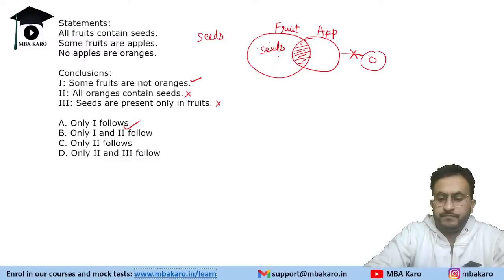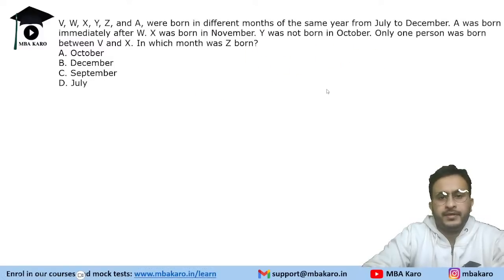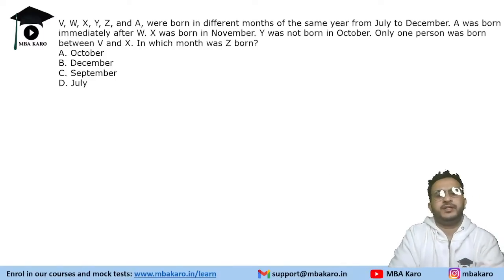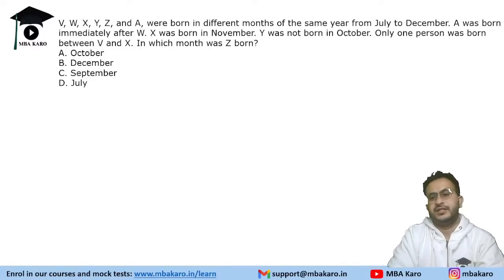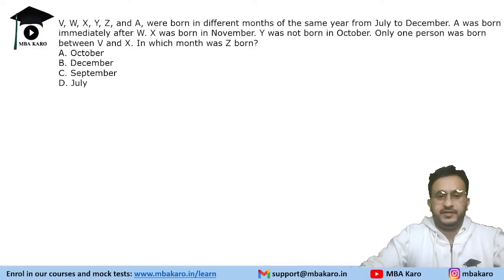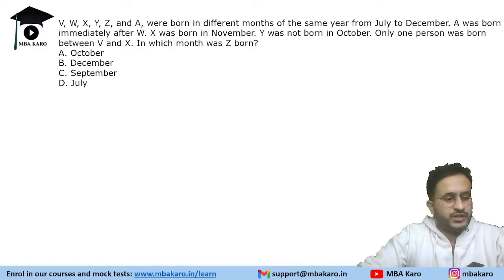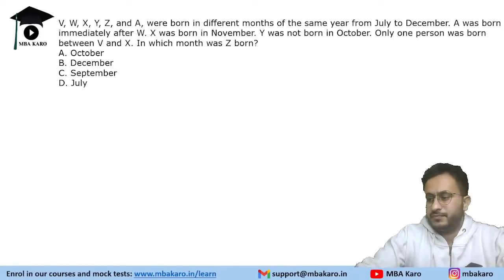Okay, all right, so let's see the next one. So this is an arrangement. There are six people, they are born in different months from July to December. We need to tell in which month Z was born out of these people.